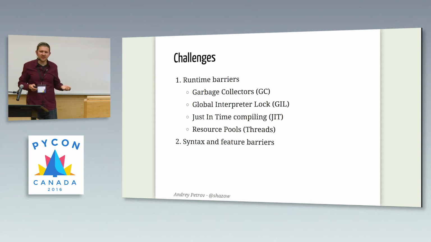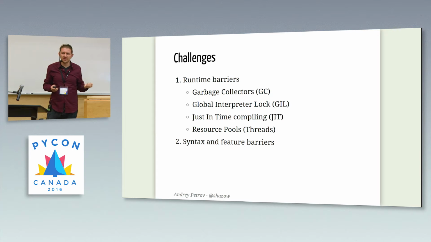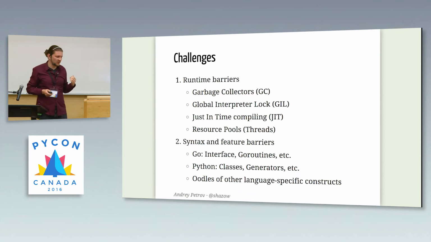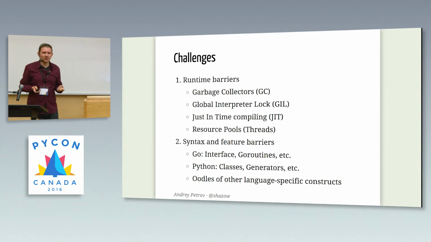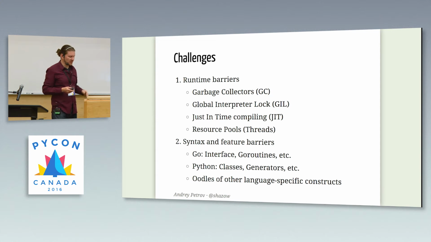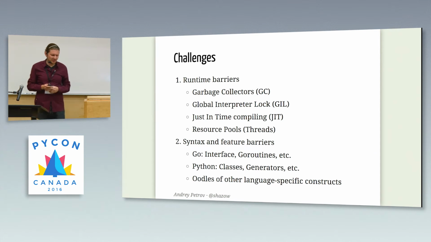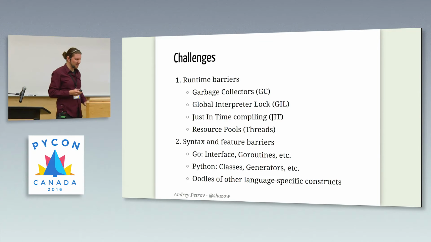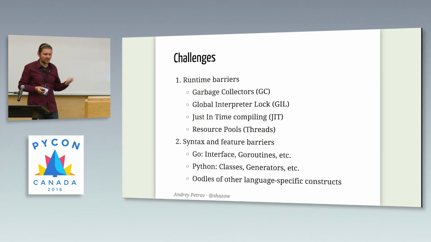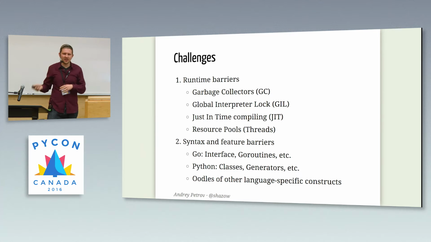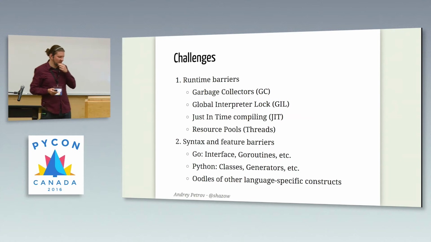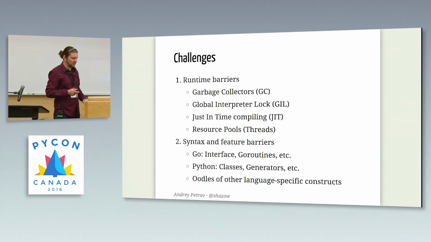And then the other thing is the two languages have very different features and ideas, and they don't necessarily translate one-to-one. So in Go, we have interfaces and channels and Go routines, whereas those ideas don't really make sense in Python as much. And in Python, we have classes and generators, which don't make sense in Go. So we're going to have to come up with some way to translate those ideas from one end to the other while still working. And then there's a bunch of other language constructs that we'll have to worry about.